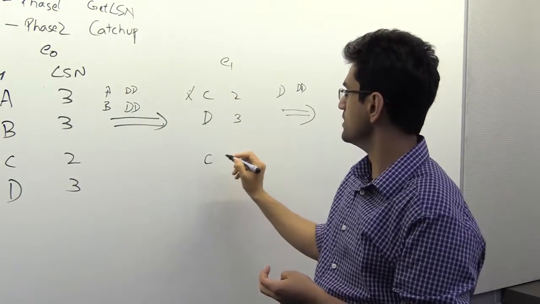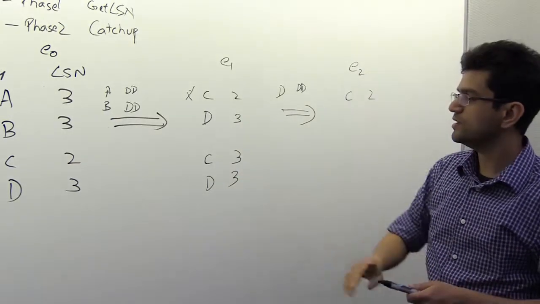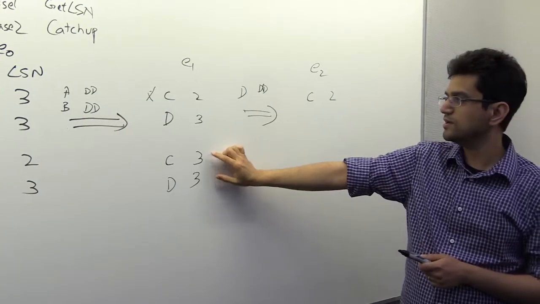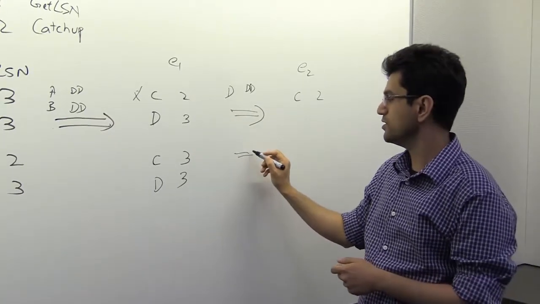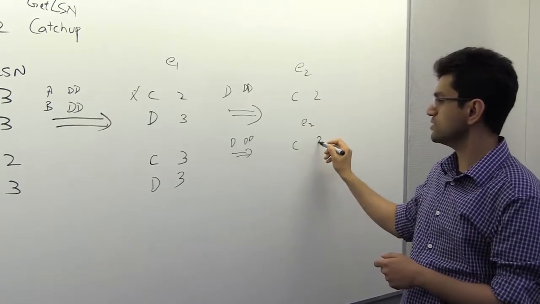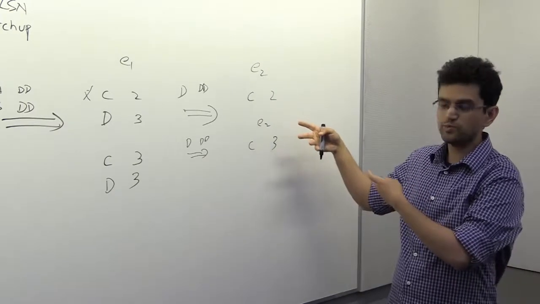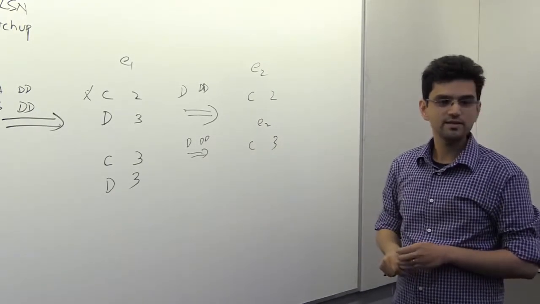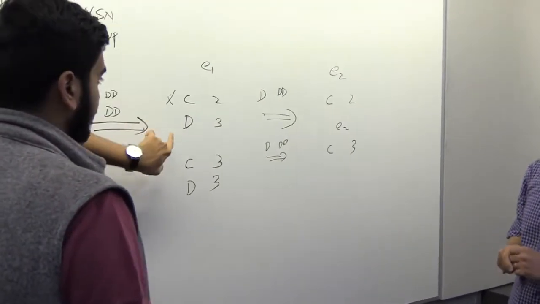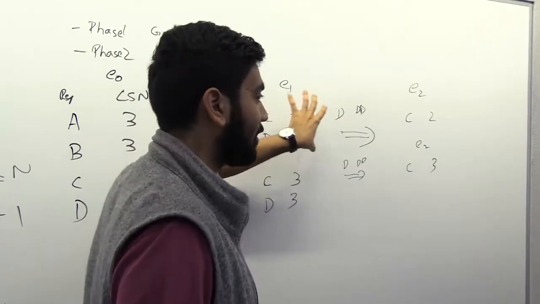What will actually end up happening is that E1 will not complete until C has 3. And now if D gets dropped, E2 will have C with 3. And that's why it works. But even this can actually happen, right? Because suppose during catch-up, this node goes down, the node carrying D. So this is still a viable thing that would happen.